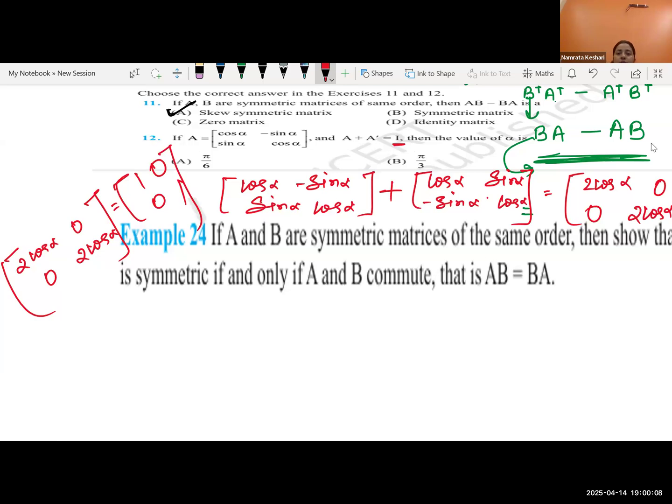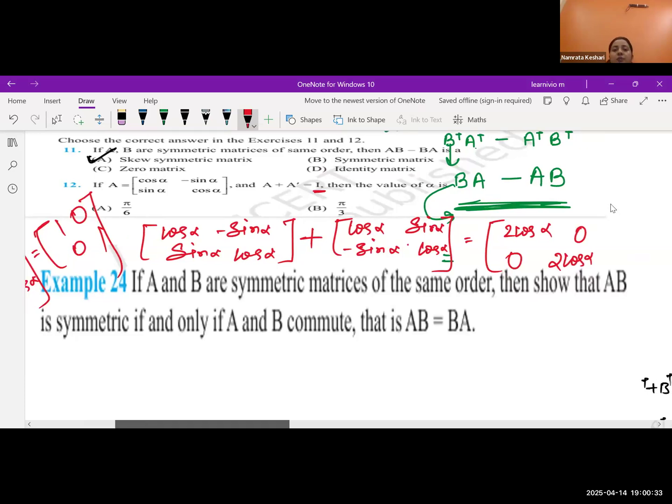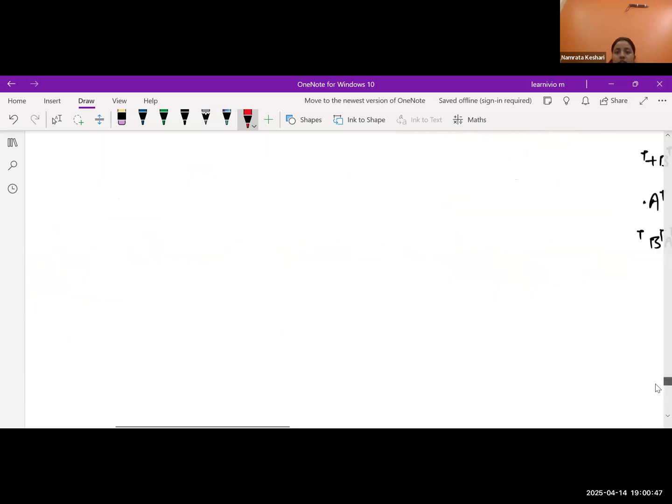Okay, next question. It says A and B are symmetric matrices of the same order. Then show that AB is symmetric if and only if A and B commute. That means AB is equal to BA.